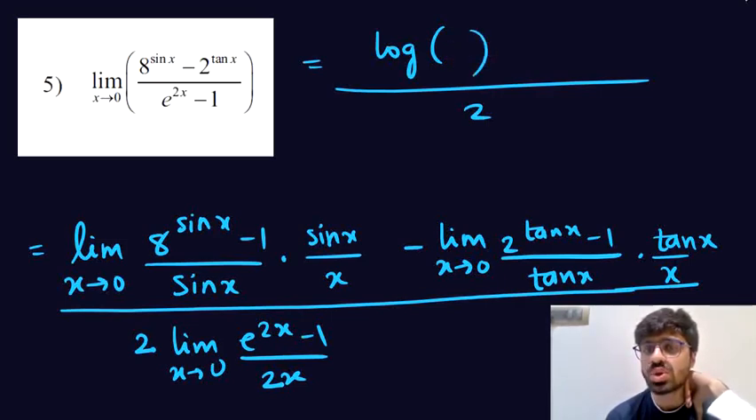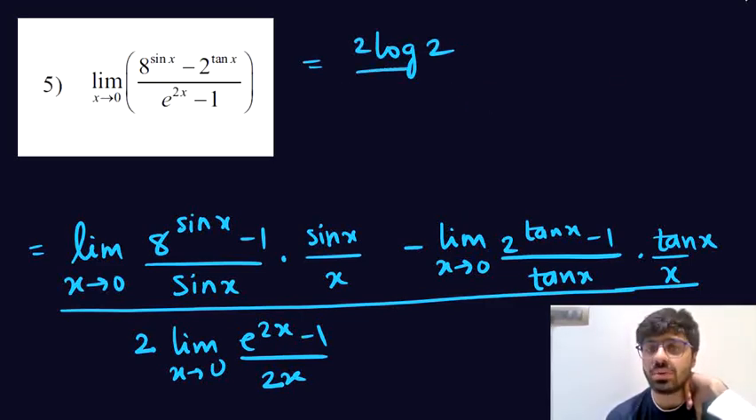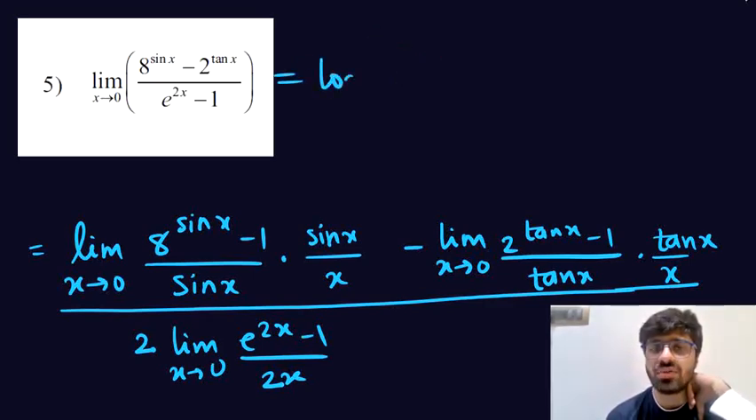4 can be written as 2 square, and that 2 power 2, the 2 in the power can be taken out and can be written as 2 log 2. So we have 2 log 2 divided by 2, 2 gets cancelled, and log 2 is the final value of this given expression. So the final answer here for the fifth question is going to be equal to log 2.